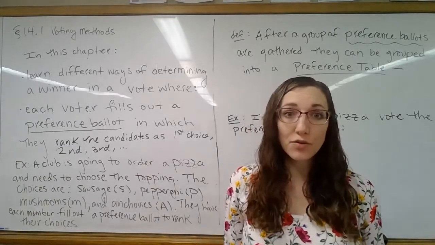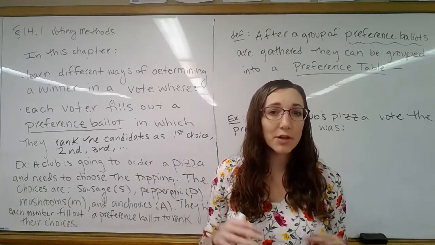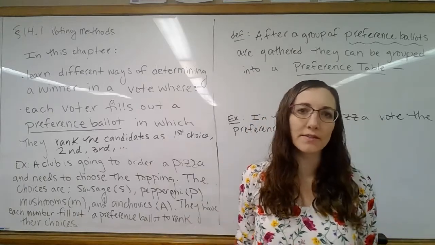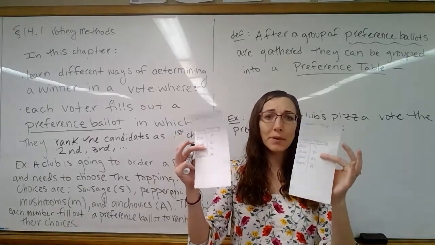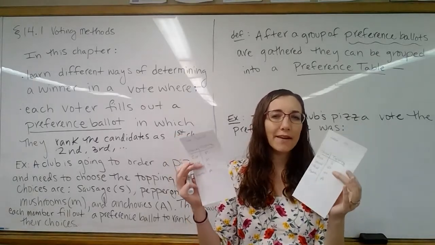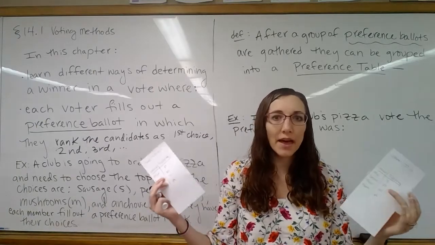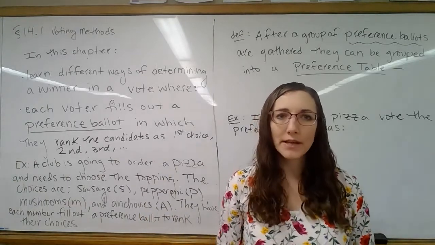We're going to get to how we choose a winner. But one of the things we're going to do first, before we choose a winner, is talk about how to organize all this information. We're going to have all of these different ballots that people have turned in, and we need to find a way to organize them neatly so that we can then learn these different methods. That's what I want to talk about first real quick, and then we'll get into some methods.